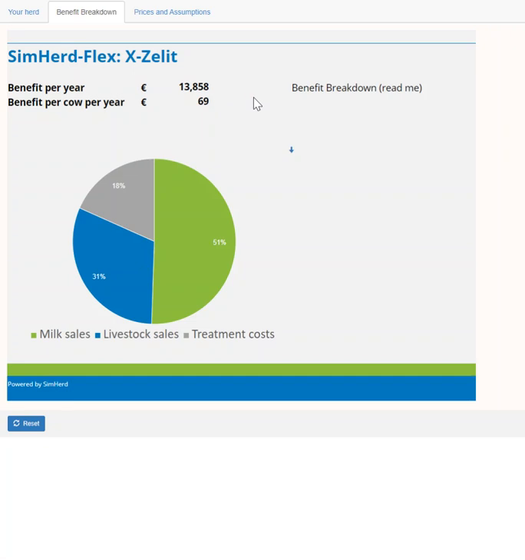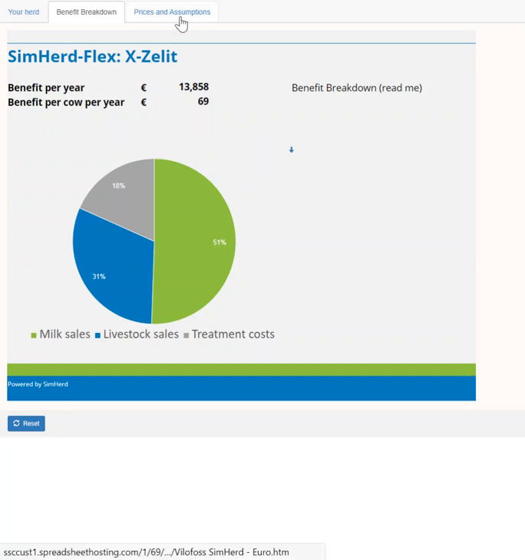And we see that 51% of this benefit comes from more milk sales. We corrected for the fact that we also have to use more feed costs. That 51% is due to higher milk yield. 31% is because of livestock sales. We slaughter fewer cows and thereby can sell more heifers. And 18% of this benefit is due to less treatment costs. So this is an explanation behind the benefit.